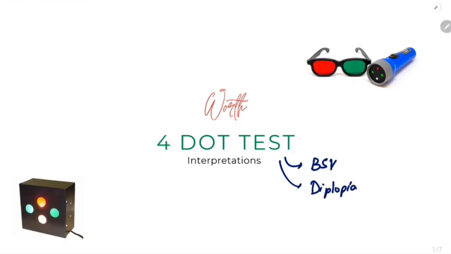BSV அப்படின்னா என்ன? ஒரு ஆப்ஜெக்ட் நம்ம முன்னாடி இருக்கு. அந்த ஆப்ஜெக்ட் லெஃப்ட் ஐயால மட்டும் பார்த்தோம்னா ஒரு மாதிரி தெரியும், ரைட் ஐயால பார்த்தாலும் ஒரு மாதிரி தெரியும். ஆனா ரெண்டு கண்ணாலும் சேர்த்து பார்த்தா சிங்கிள் ஆப்ஜெக்டா தெரியுதுல. This is called as binocular single vision.